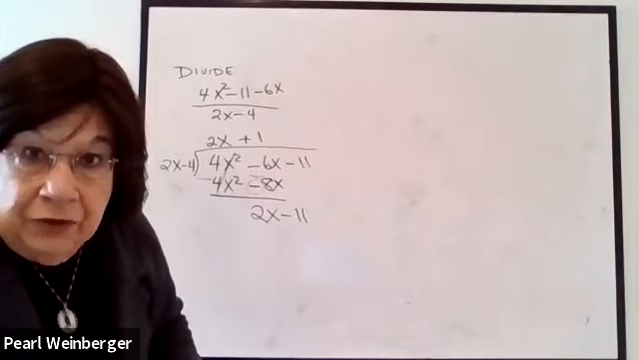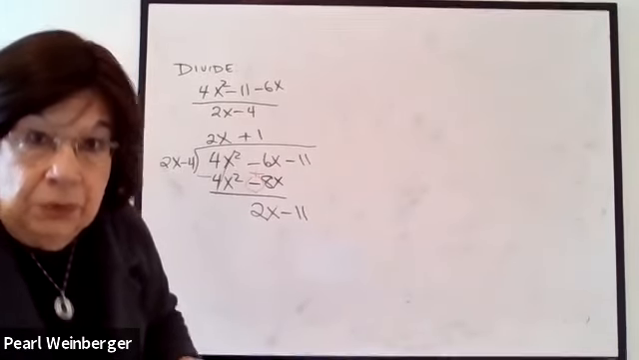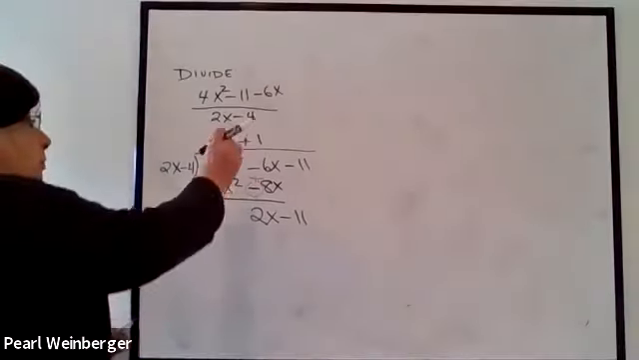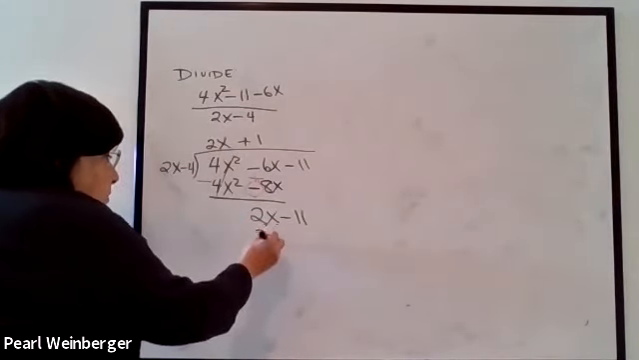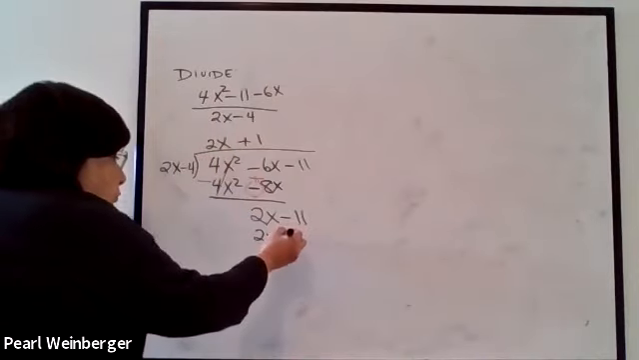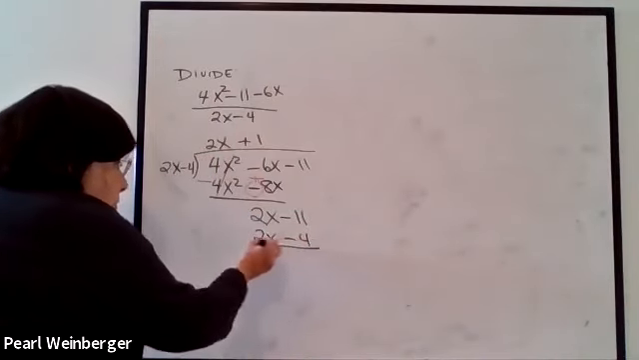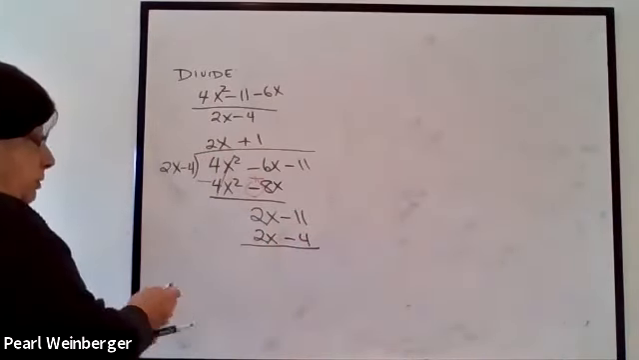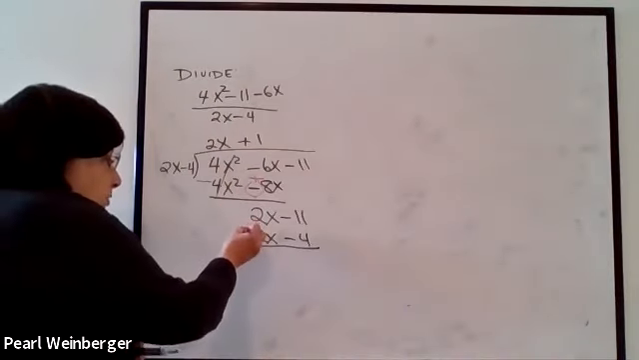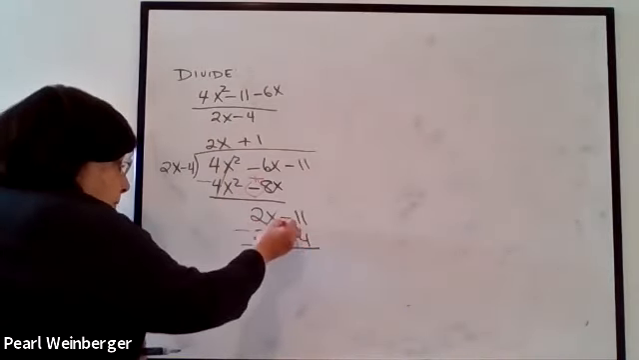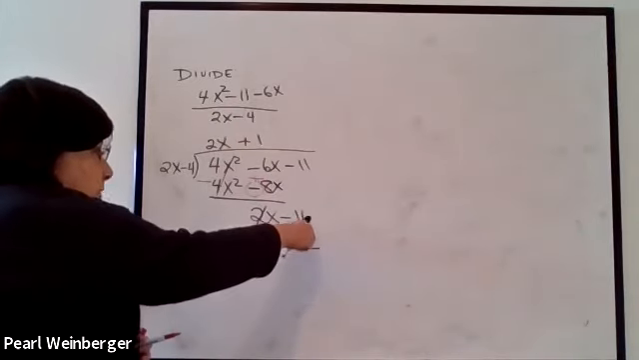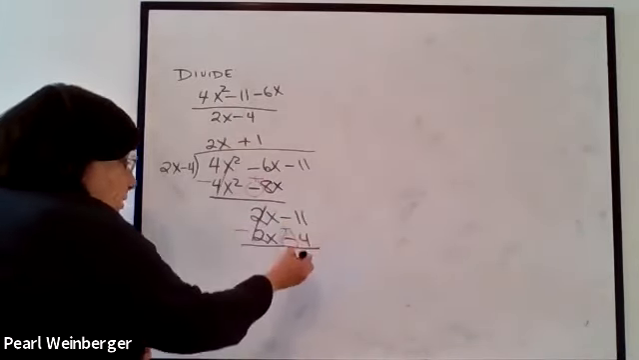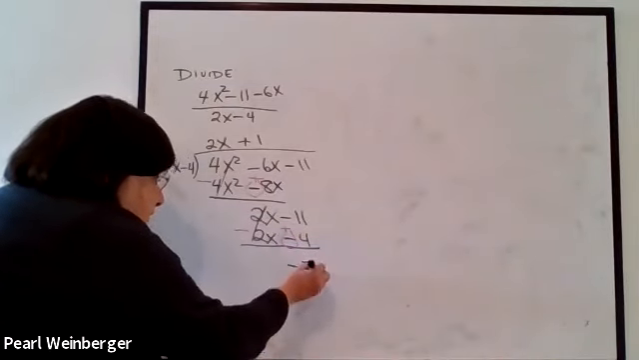And now we have to, again, multiply. So now we multiply 1 times 2x, which gives me 2x, and 1 times negative 4, which gives me negative 4. And now I'm up to subtracting, so I'm going to make this negative and this positive. The 2x and the negative 2x cancel. Negative 11 plus 4 gives me negative 7.